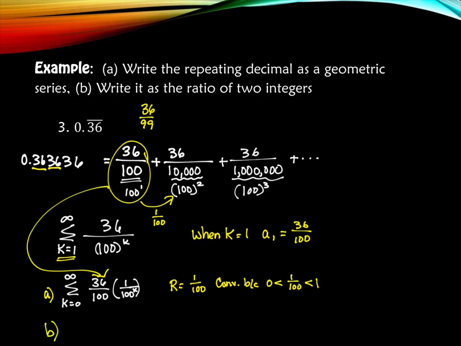I can find a ratio of two integers. I can use that formula that we were given for the summation for geometric series, like this. What's a? 36 over 100. What is r? 1 over 100. And we're going to multiply by 100 to get rid of that little fraction. Make sure when you do that, you distribute the 100 to the 1 at the beginning. So this gives me 36 on top, and it gives me 100 minus 1 on bottom.